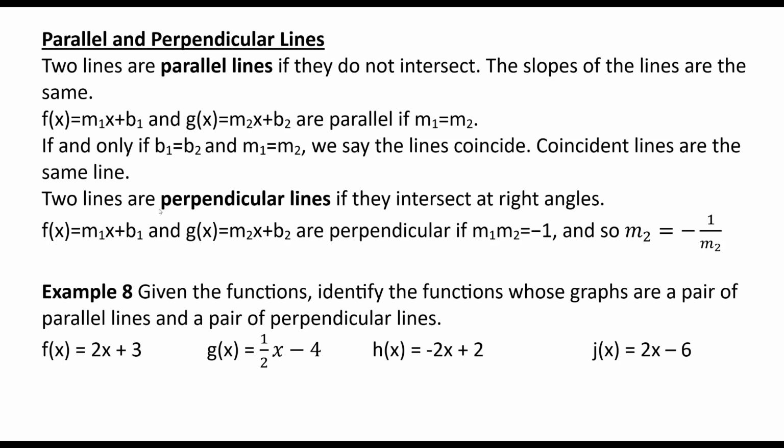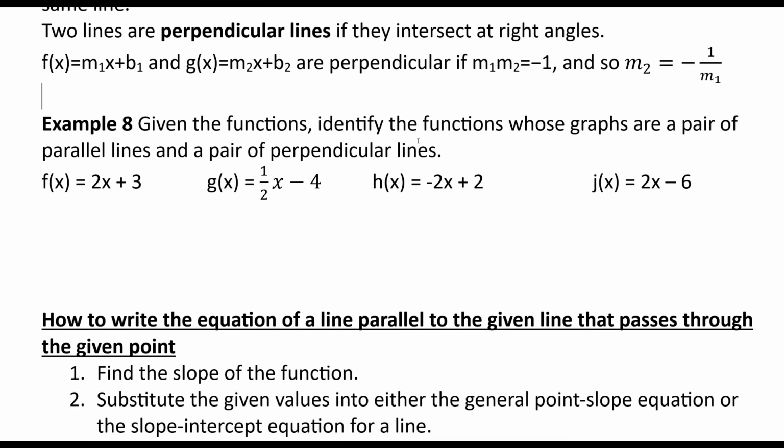Two lines are perpendicular lines if they intersect at right angles. If f of x is m1x plus b1 and g of x is m2x plus b2, they're perpendicular if m1 times m2, the product of the slopes, is -1, or m2 equals -1 over m1. That should be an m1. There we go. Much better.